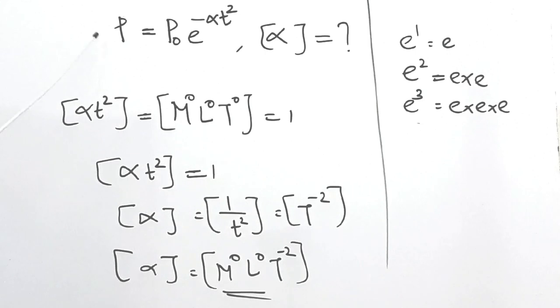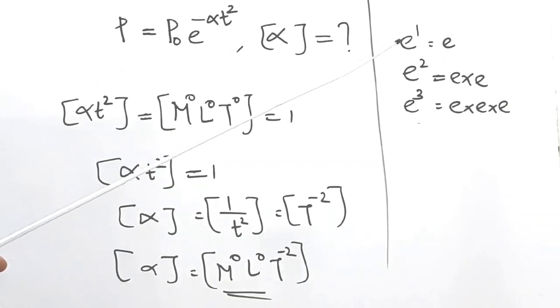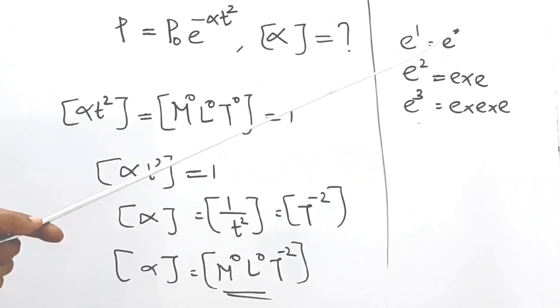So here P equal to P0 e raised to minus alpha t square. We have to find the dimension of this physical quantity alpha. Here we are having an exponential term. An exponential term does not have a dimension. That is, this term always represents a number. Similarly, the power of e is always taken as a number. Like this, if 1 is the power of e, then it represents nothing but e.